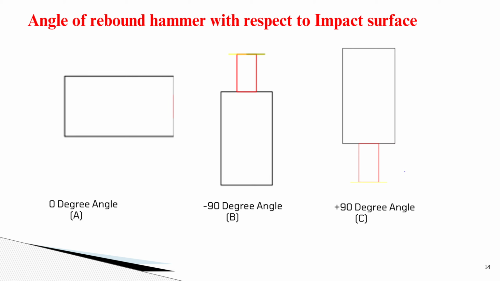Now, the angle of the rebound hammer. The following figure shows, in figure A, the rebound hammer, that is the plunger, is held horizontally. So the angle we are considering is 0 degree. In the second figure, figure B, you can see the rebound hammer is held vertically upward. So we will consider the angle minus 90 degree. And in the third figure, figure C, the rebound hammer is held pointing in a vertical downward direction. That is, we are considering the plus 90 degree angle.